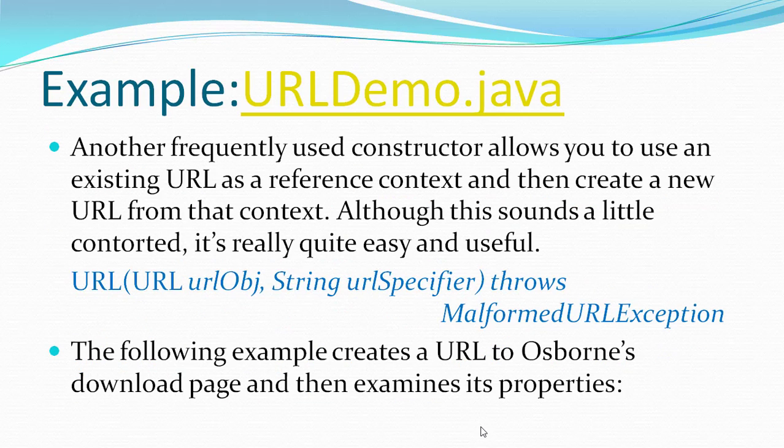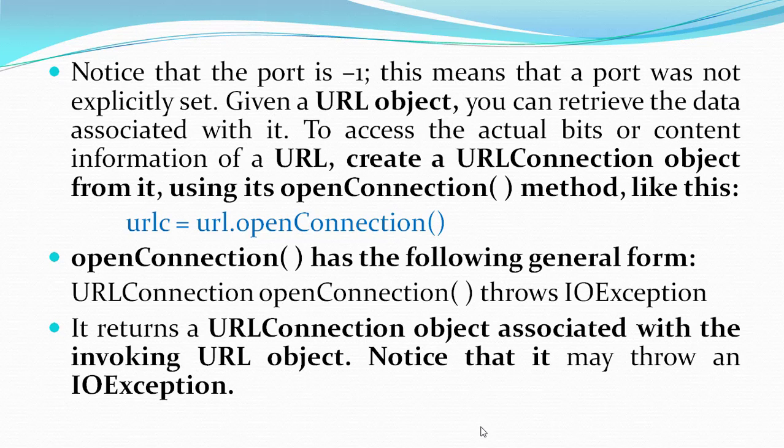Next is another frequently used constructor, which allows us to use an existing URL as a reference context and then create a new URL from that context. Although this sounds a little convoluted, it's really quite easy and useful. See this next: URL(URL urlObj, String urlSpecifier) throws MalformedURLException. The following example creates a URL to Osborne's download page and then examines its properties. Notice that the port is -1 when output. This means that a port was not explicitly set.